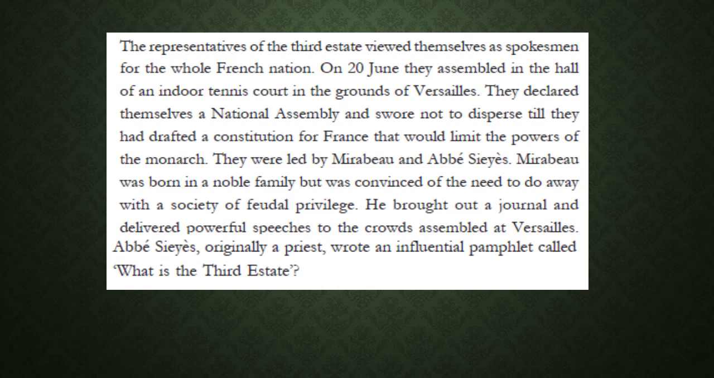The representatives of the Third Estate considered themselves spokesmen, that is, persons who speak for or on behalf of a group or individual, of the whole French nation. So he may be called a spokesman. On 20th of June, the Third Estate people assembled in the hall of an indoor tennis court in the grounds of Versailles to constitute the National Assembly. Their intention was to draft a constitution for the French people to limit the power of the monarch. They decided strongly not to disperse until they succeeded.